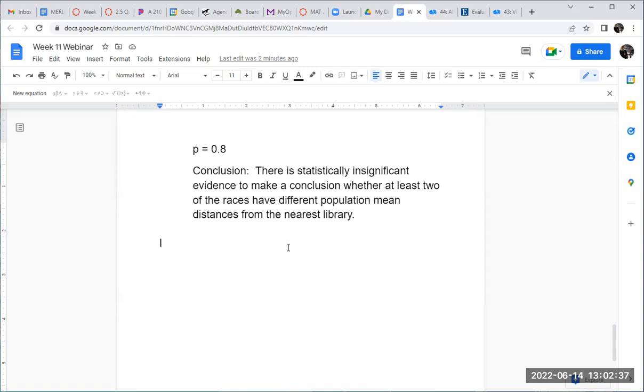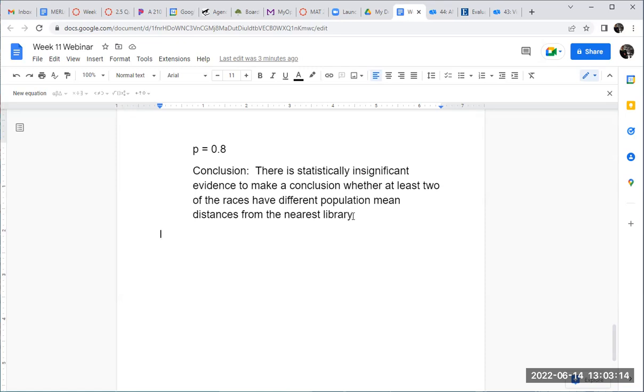Any questions at all on this ANOVA example? Okay, by the way, if the p-value had been, say, 0.002 or something, what would change in this conclusion? Not much. You would say there is statistically significant evidence. You get rid of the "in" and you'd say statistically significant evidence to make a conclusion, instead of whether. Okay, at least two of the races have different population mean distances from the nearest library.